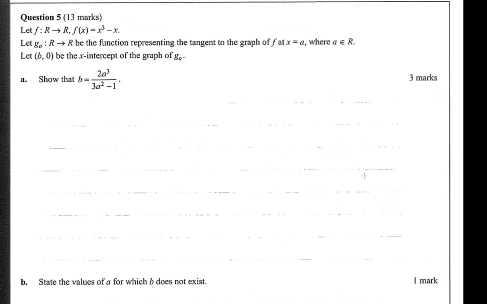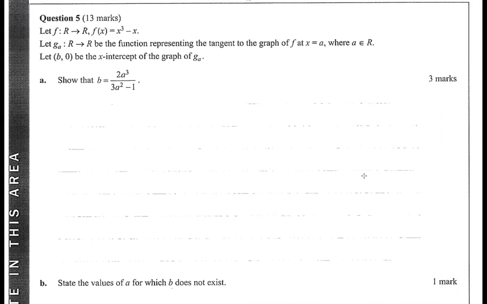Finally, here comes the icing on top of the cake. Question 5. Especially the last 2 marks, very hard to get. So, g of a is the tangent to the graph of f at x equals a, where a is any possible real number. F of x is that expression here. B of 0 is the x-intercept of the tangent line. We want to show B is that expression of A. Okay.